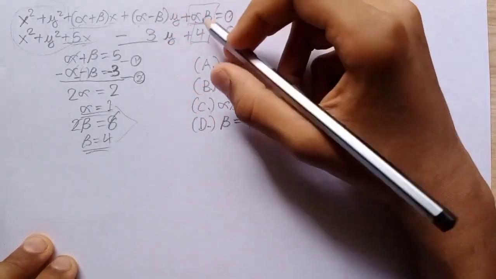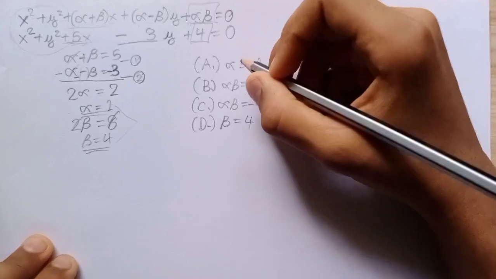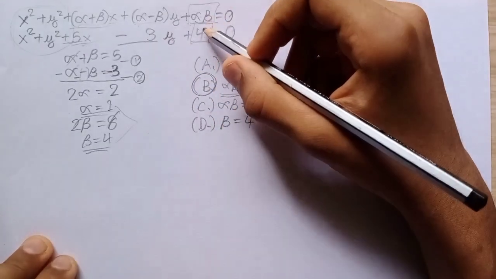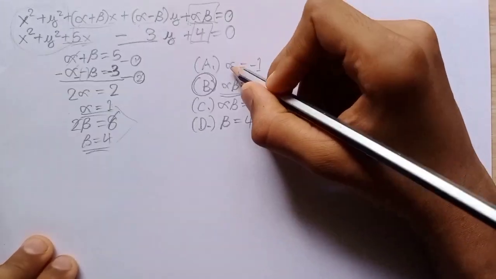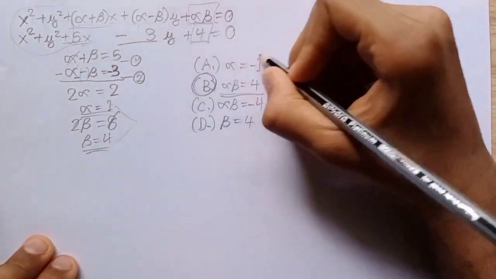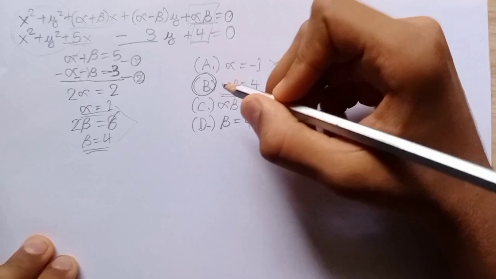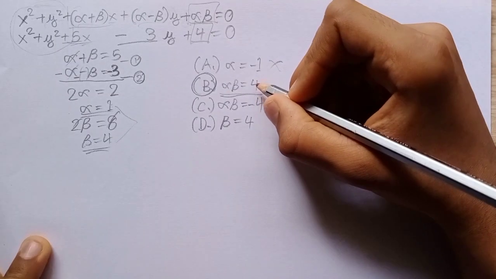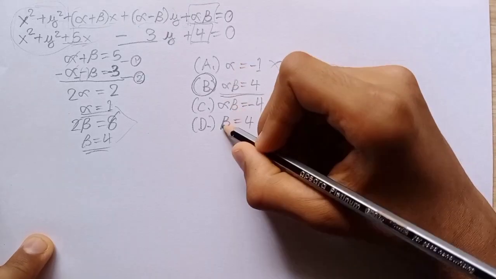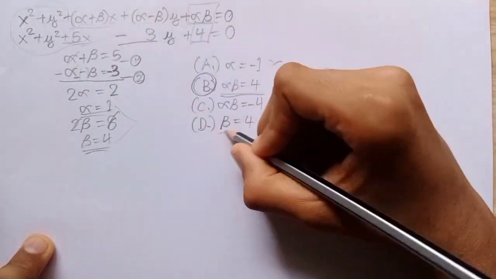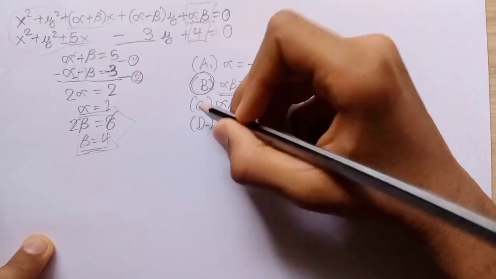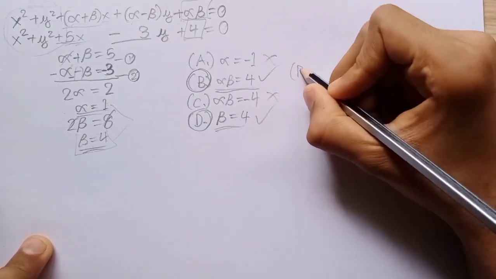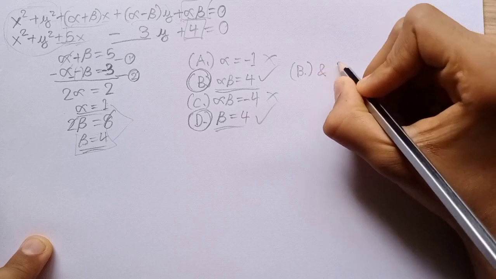And so that means alpha into beta is 4. So this is one answer. And we know that alpha is 1, not negative 1. So this is wrong. C says that alpha into beta is negative 4, which is obviously wrong because we already derived it to be 4. And beta is equal to 4 is also a correct answer according to this. So we have 2 correct answers, B and D.